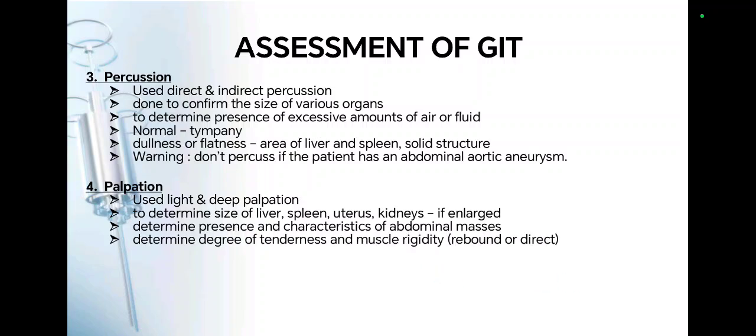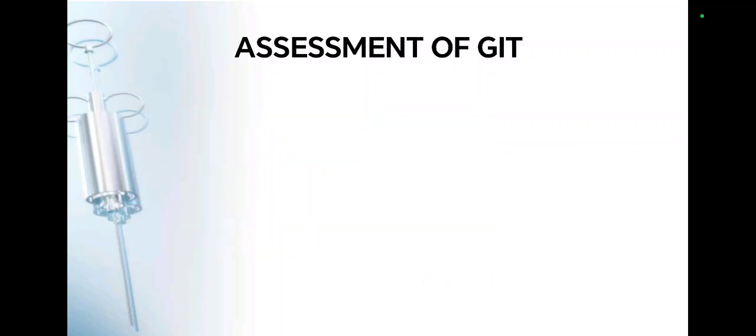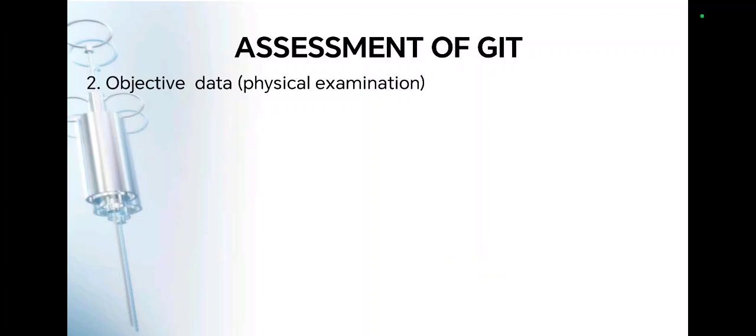Okay, so next we have your palpation. So after you inspect, you auscultate, percuss, lastly you palpate. So you palpate the abdomen. You may use light and deep palpation to determine the size of the liver, the spleen, the uterus or kidneys if it's enlarged, and determine the presence or any characteristics of any abdominal masses, and to determine the degree of tenderness and muscle rigidity, if there is a rebound tenderness or direct tenderness.